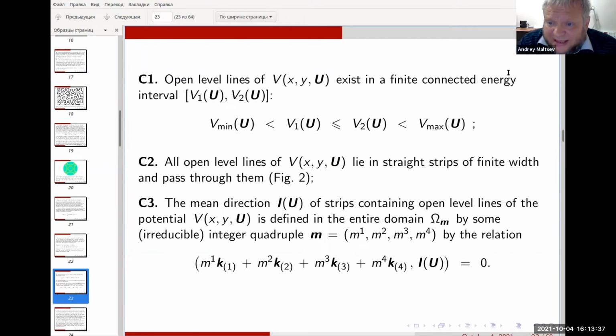So first of all, again, like in the previous case, we are interested in the geometry of open level lines of the potential, because the geometry of closed level lines is clear. So again, non-closed open level lines of potential always exist in some finite connected energy interval, or maybe at one point.